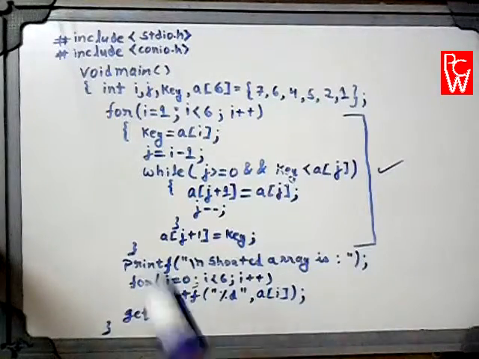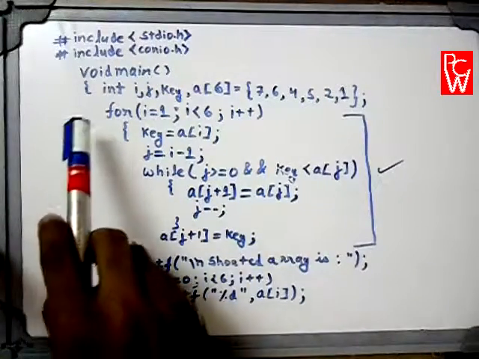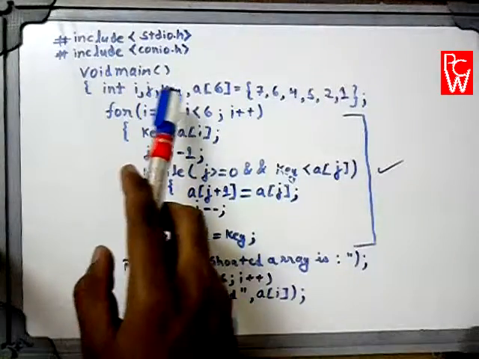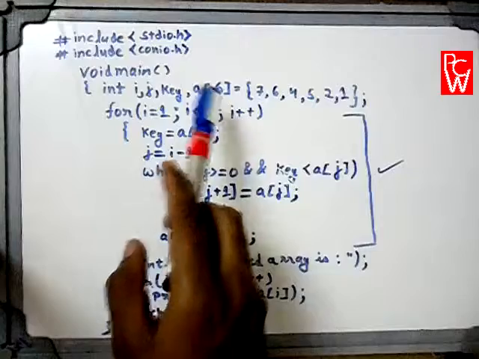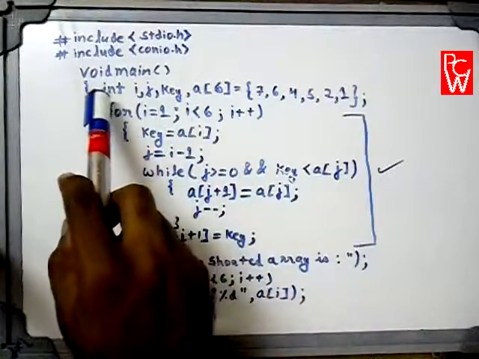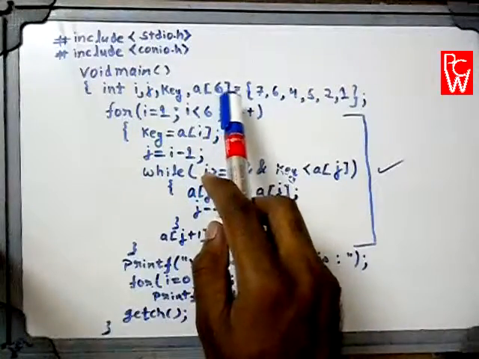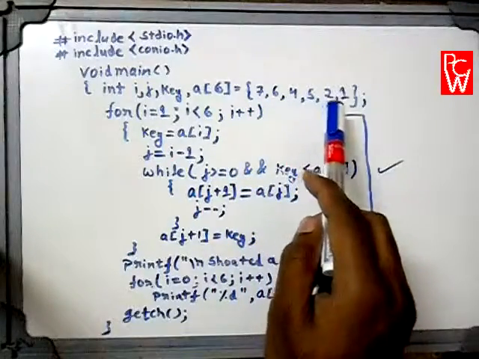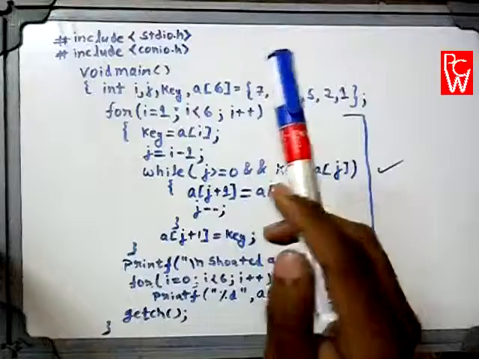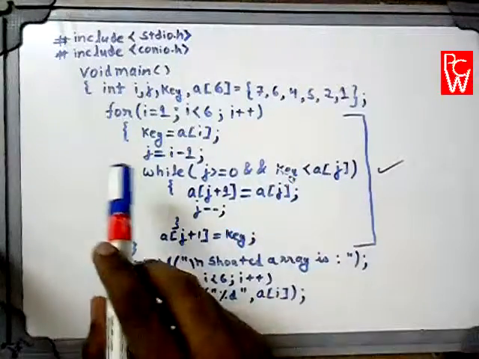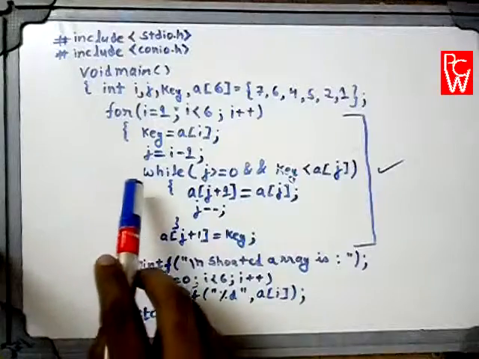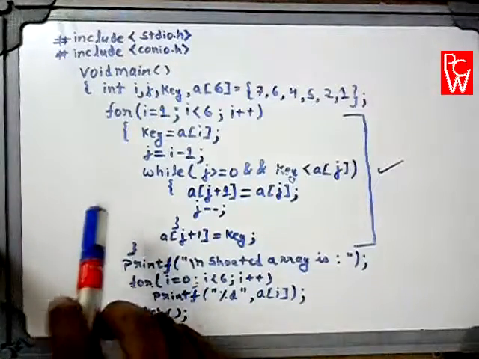Now I would like to explain what I have done here. I have declared i, j, k and key element, and an array of 6 elements, as integer type. I have predefined the values of the array as 7, 6, 4, 5, 2, 1, the one which I took in the explanation. Now this is my outer loop and this is my inner loop.